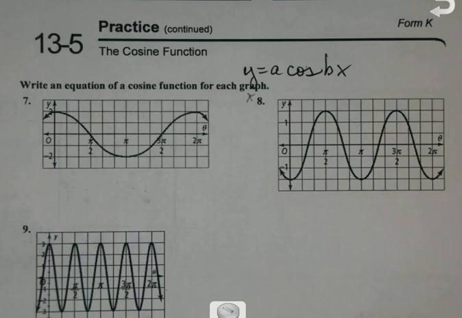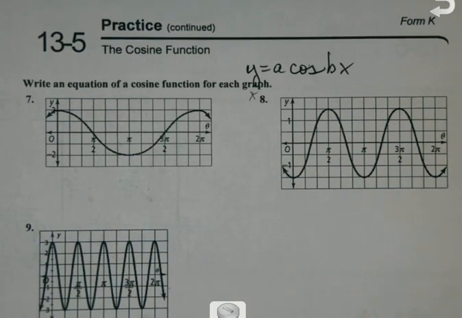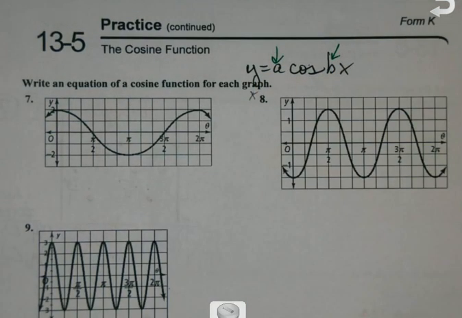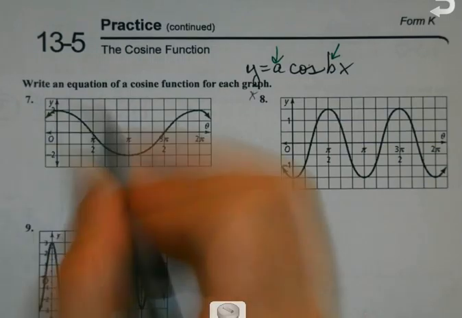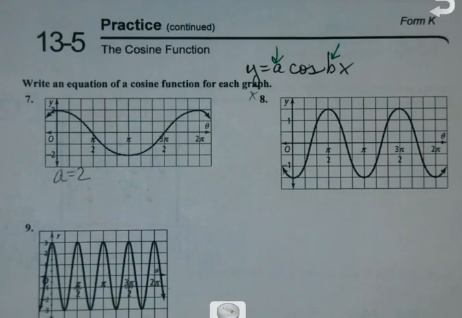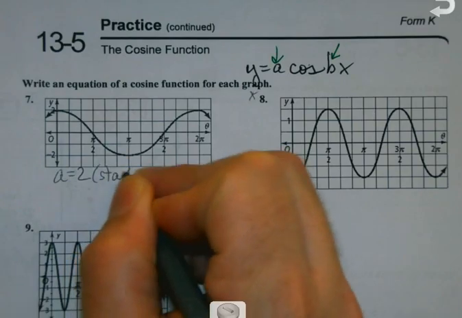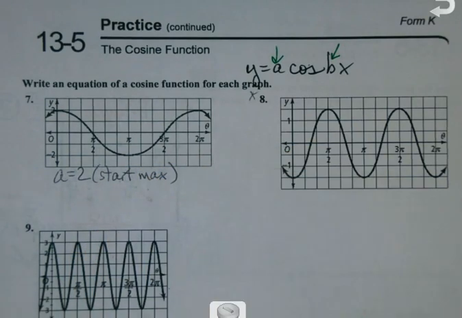All right. Write an equation of a cosine function. Y equals a cosine of bx. And again, I need to know what the a and b values are. Now, the a value should be easy to pick up from these. So I look and I'm like, okay, 2. And again, it starts at the maximum, which is important to take note of, because it means my a value will actually be positive this time. If it started at the minimum, I know I have to use the negative.